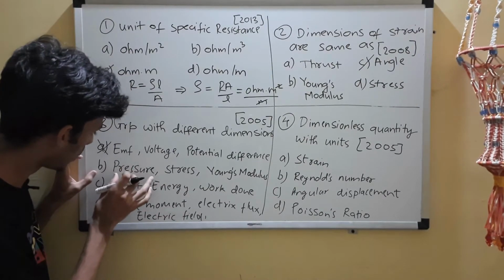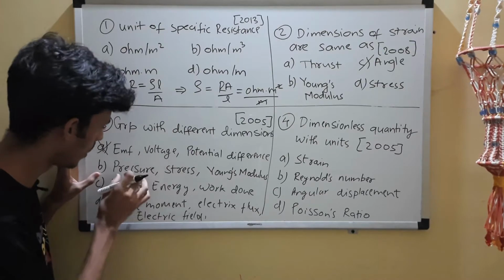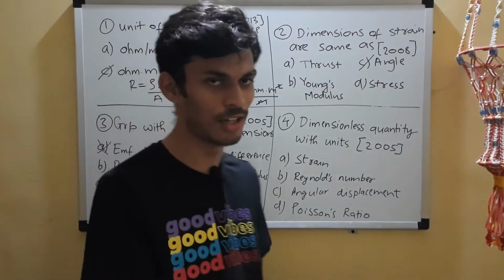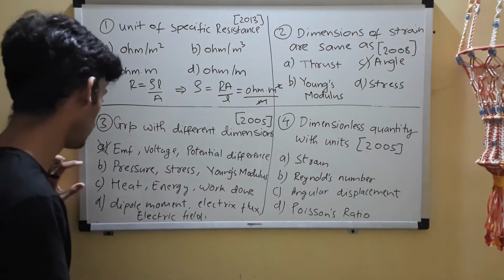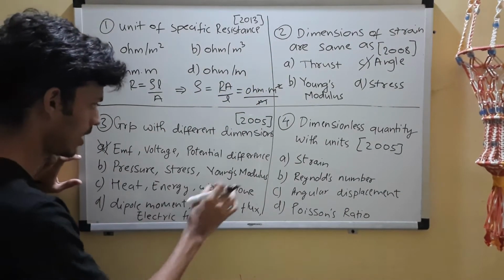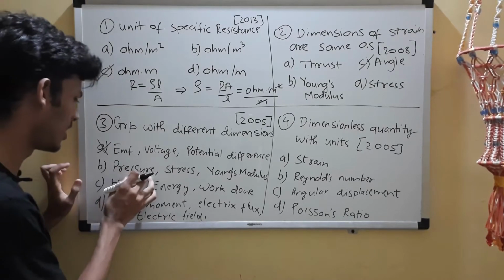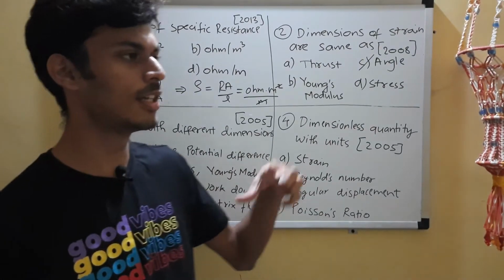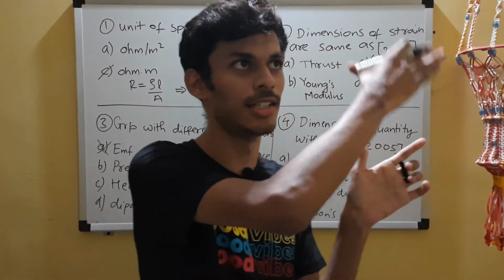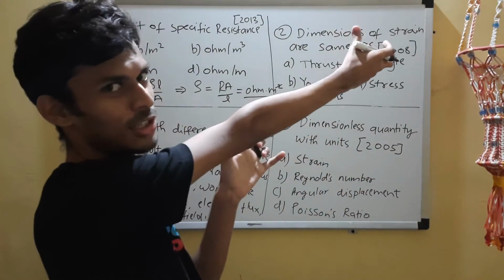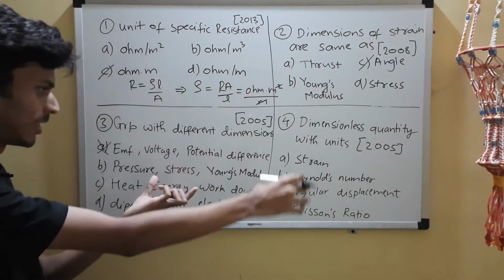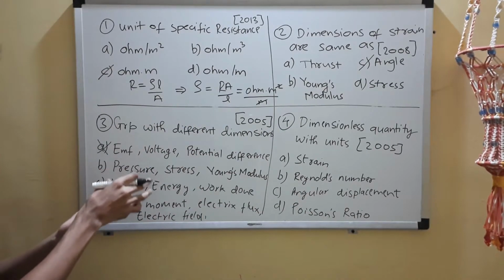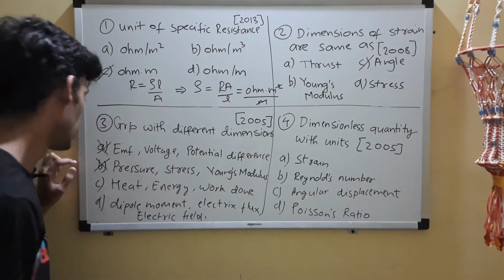Now coming to the next group: pressure, stress, Young's modulus. I don't have any straightforward way of doing this, so that's why I am negating the options. You can see that pressure is force by area, stress is also force by area, and Young's modulus is stress by strain. Strain is dimensionless, so Young's modulus has the same dimensions as stress. Stress has the same dimensions as pressure, force by area. So this is not the correct choice.